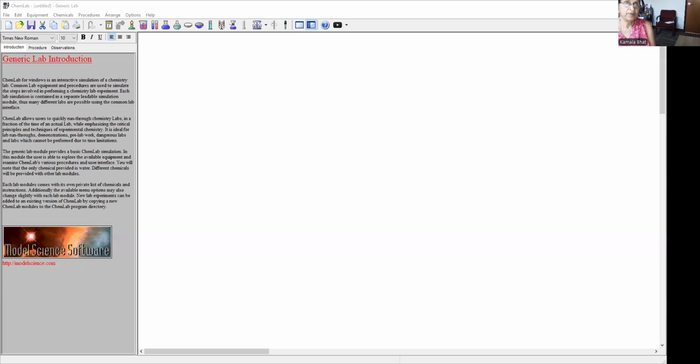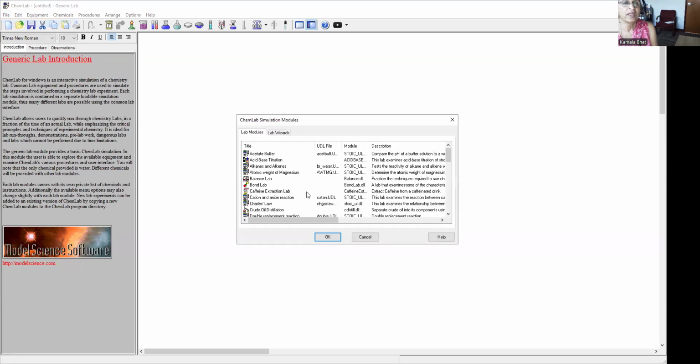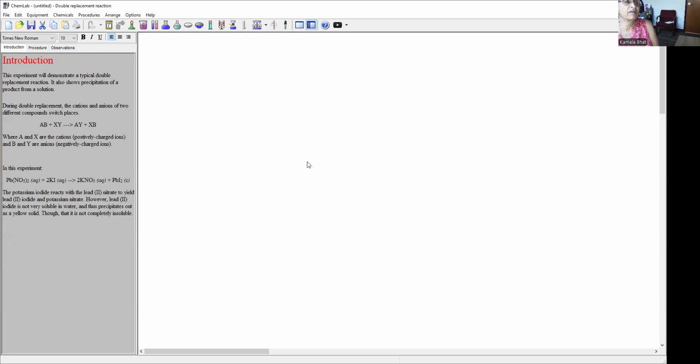With this, I'm going to share my screen with you so that I can demonstrate the experiment. Again, it's a short experiment. Just like any other experiment, we will go to File, open new on the ChemLab simulation modules, go down the screen, find the double displacement reaction, and click on it.